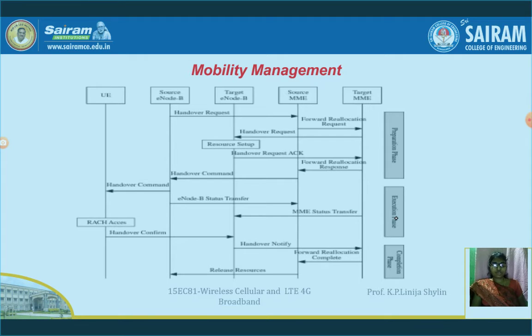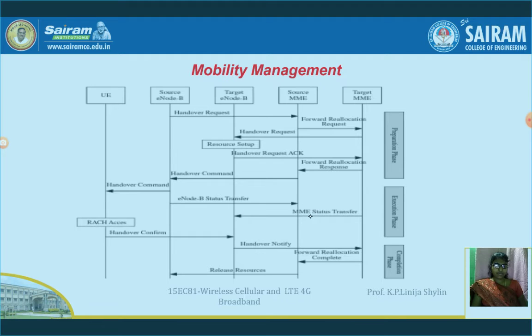Then coming to the execution phase. What will happen to the user equipment in the execution phase? The source sends a handover command. In the execution phase, the user equipment receives the handover command and starts to respond accordingly. Once the user equipment performs the handover, the source eNode B initiates the status transfer, and this eNode B forwards the data stored in the PDCP buffer to the target eNode B.